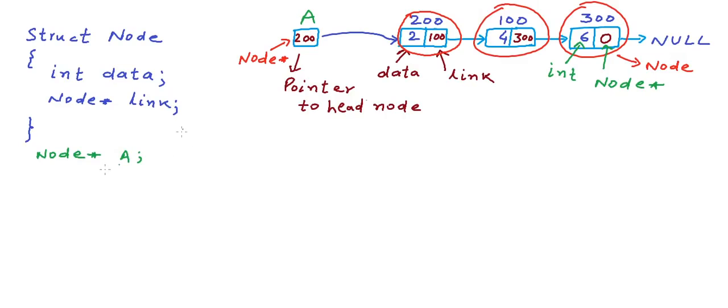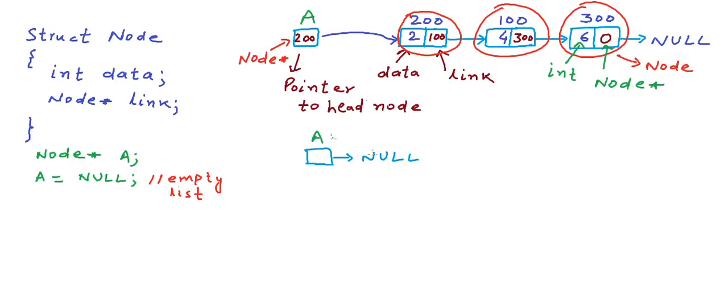Initially, when the list is empty, when there is no element in the list, this pointer should point nowhere. So we write a statement something like a = NULL to say the same. With these two statements, we have created a pointer to node named a, and this pointer points nowhere, so the list is empty.